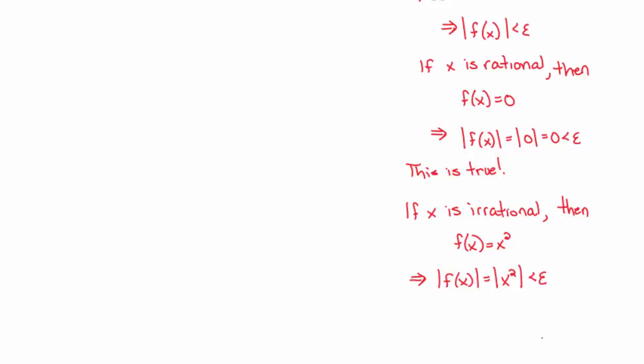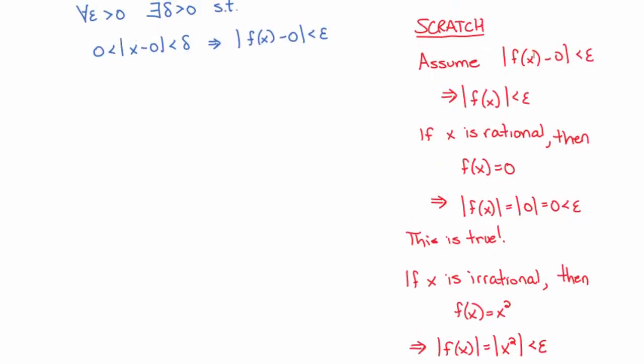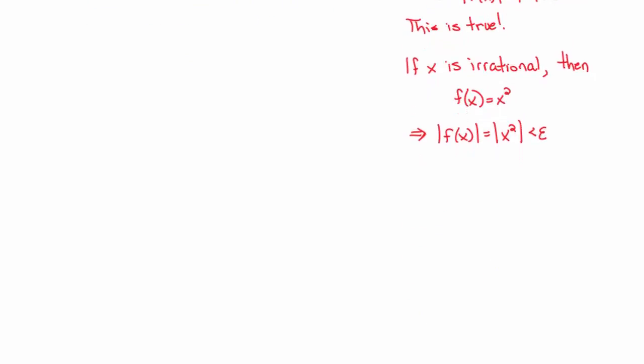Great. So what does that imply? That the absolute value of our function, and the reason why I keep talking about the absolute value of our function is because of this statement right here: assume that the distance between our function and 0 is less than epsilon, so it implies the absolute value of our function must be less than epsilon. So if x is irrational, then our function is x squared, which means the absolute value of x squared is less than epsilon. And we can actually, at this point, solve for x. Take the square root of both sides, that implies the absolute value of x is less than the square root of epsilon. And that will actually be my choice for delta, for the size of the radius of my delta neighborhood.